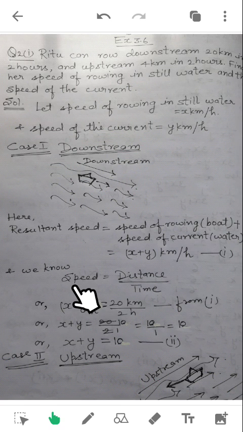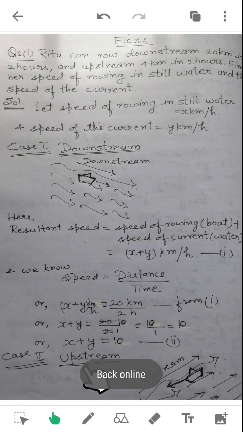Now in this case, speed is equal to distance upon time. This we know. Here speed will be x plus y km per hour from equation first. And distance, in the question it is given Ritu can row downstream 20 km in 2 hours. Time is 2 hours. So in place of distance we have written 20, and in place of time we have written 2. Kilometer per hour will be cancelled out. The remaining is x plus y is equal to 20 by 2. Using the table of 2, we are cancelling it out. 2 ones are 2 and 2 tens are 20. It is equal to 10 by 1, and this is equal to 10. So x plus y is equal to 10. Say this one as second equation.